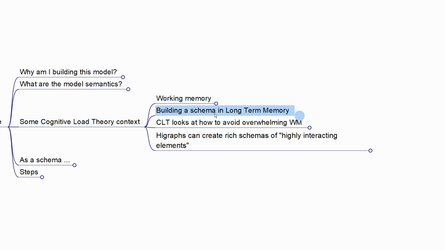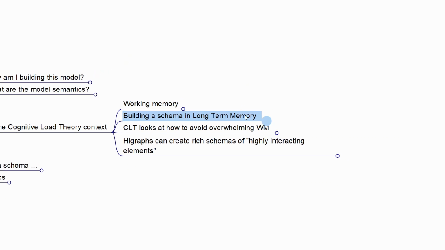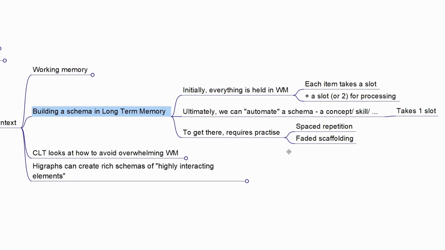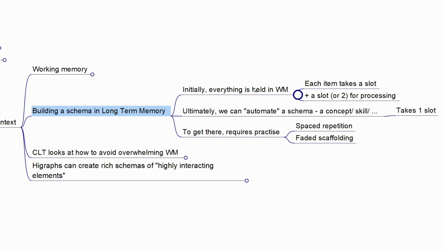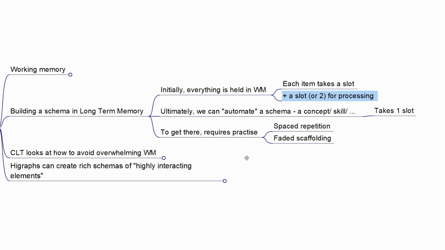What we're interested in doing is building a schema in memory, in long-term memory. Initially, everything's held in working memory and takes a slot, one of those 4 to 7 slots, and we need to leave a slot or 2 for actually putting it together. Look at this, look at that, and that requires effort. Ultimately, we can automate a schema.